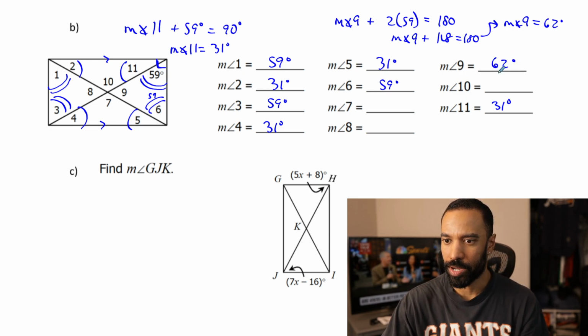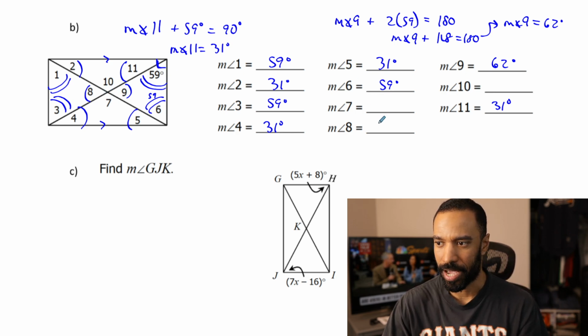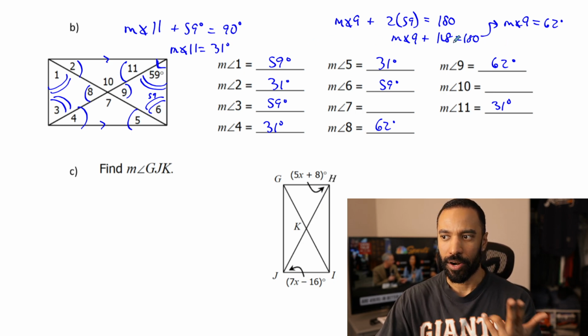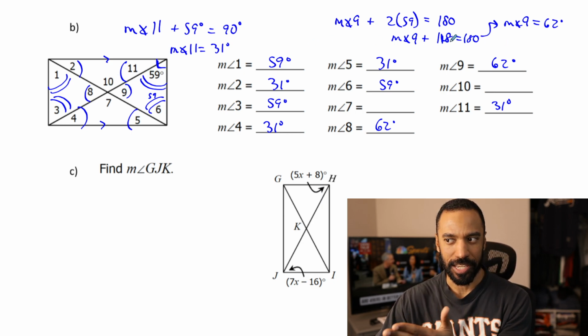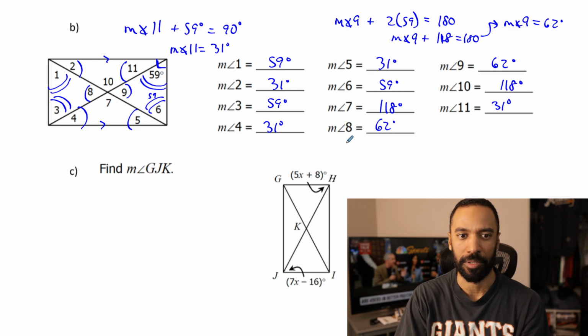So 62 degrees. Then so would 8. 8 would be a vertical angle with 9, so 62 degrees. 10 and 7 would be linear pairs with this. We already saw what the linear pair was. It's 118, right? So that's 118. And that should be those answers. Getting a little blue blind on that problem. I'm going to move forward.